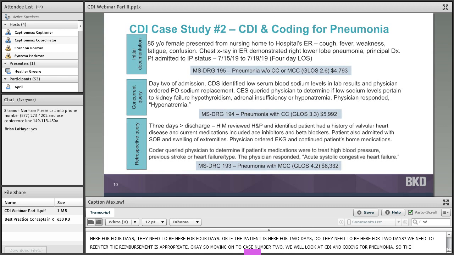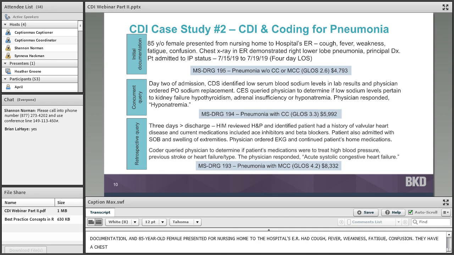Okay, so moving on to case number 2, we're going to look at CDI and the coding for pneumonia. Our initial documentation: an 85-year-old female presents from the nursing home to the hospital's ER with cough, fever, weakness, fatigue, confusion. They have a chest x-ray in the ER that demonstrated a right lower lobe pneumonia. The principal diagnosis is pneumonia. The patient is admitted for inpatient status.